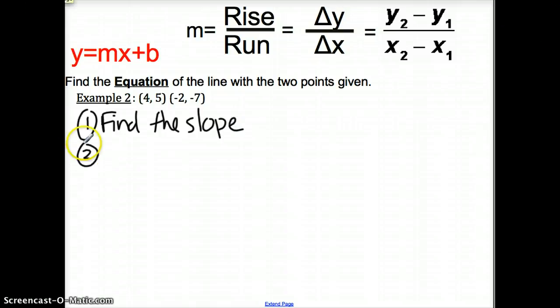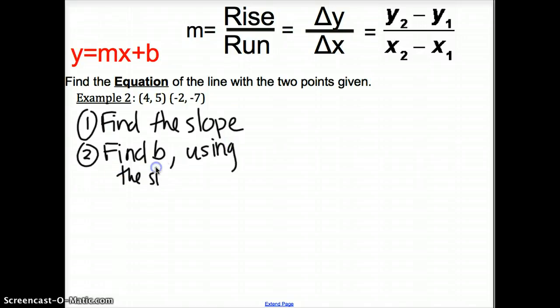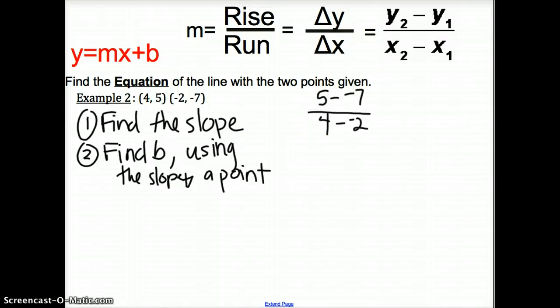The second step is to find b using the slope and a point. So I'm going to take a moment and I'm going to remember that my slope from yesterday, it looks like it was 5 minus -7 over 4. So my slope from yesterday, 5 minus -7 over 4 minus -2, which is 12 over 6, which remember yesterday the slope was 2. So we did step number 1 using our formula that we learned yesterday.